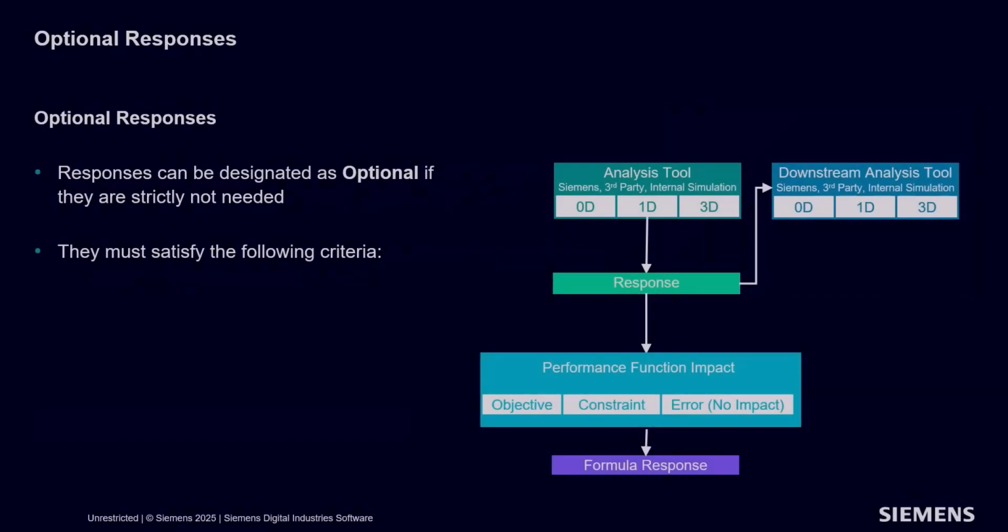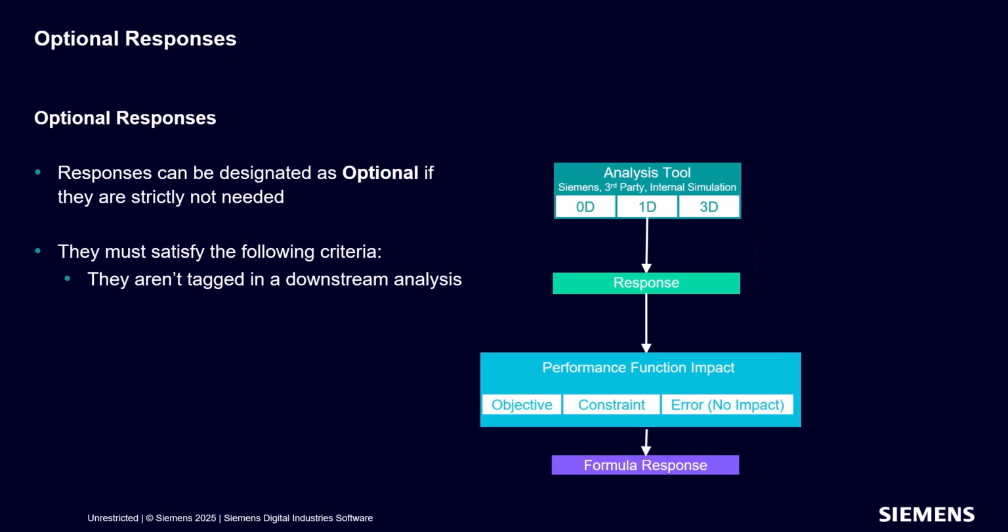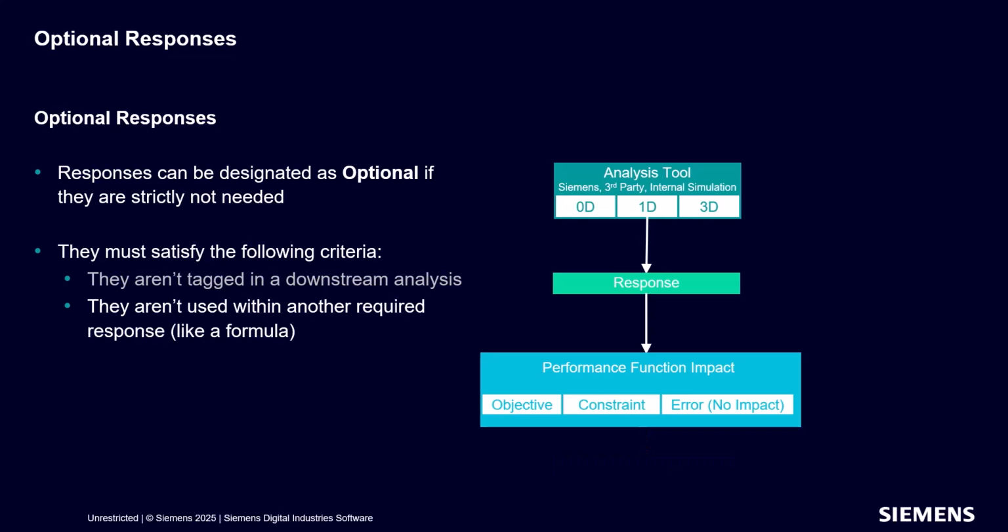If we return to the workflow for responses shown earlier, we can use it to understand what limitations exist with optional responses and what we mean when we say they must not be strictly needed. First, an optional response must not be tagged into a downstream analysis. Second, it must not be used within another required response, such as a formula. Lastly, it can't be used in the performance function of an optimization, meaning it can't be used as an objective or constraint.